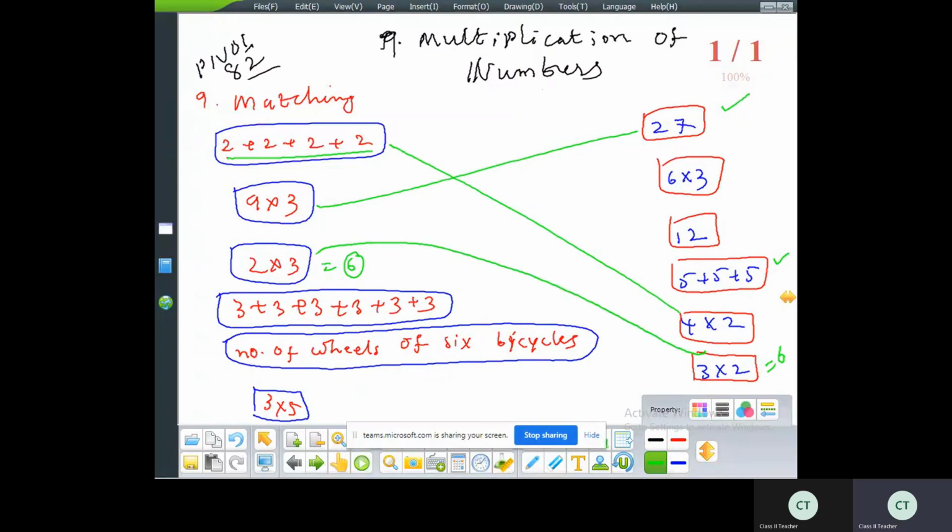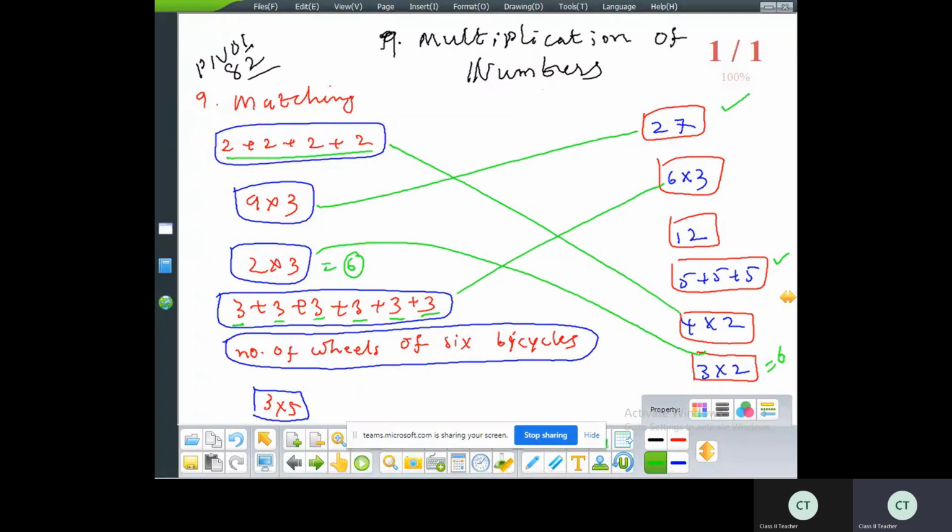This is a matching. Now here 3 repeated 1 time, 2 times, 3 times, 4 times, 5 times, 6 times. 3 repeated 6 times. Repeated addition is called multiplication. Here 3 repeated 6 times, 6 into 3.